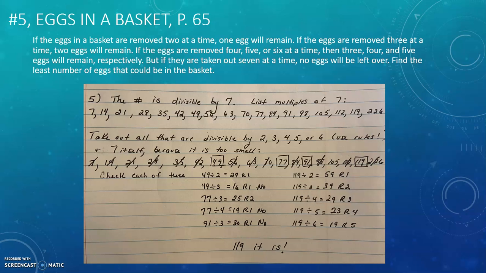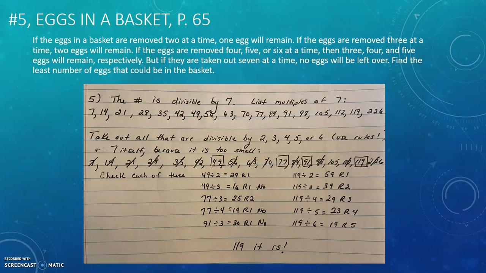But the rest are either divisible by 2, 3, 4, 5, or 6. The ones that are in squares are not. They're divisible by 7, and they are not divisible by 2, 3, 4, 5, or 6. That leaves me with 4 choices, 49, 77, 91, 119. What I need to do is now test these and divide by 2 to see if I get a remainder of 1, by 3, remainder of 2, by 4, remainder of 3, and so forth.